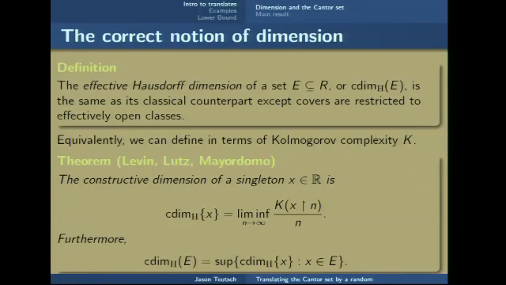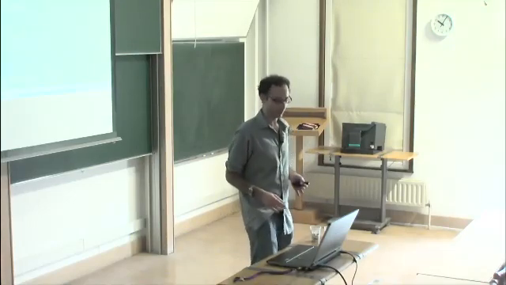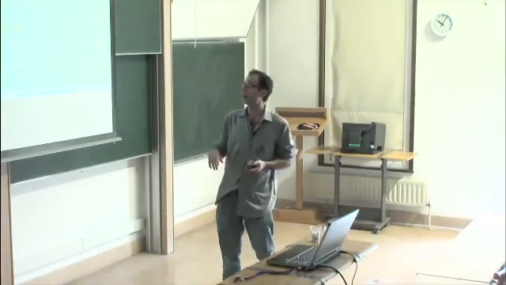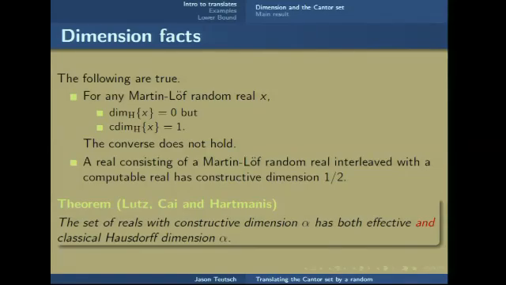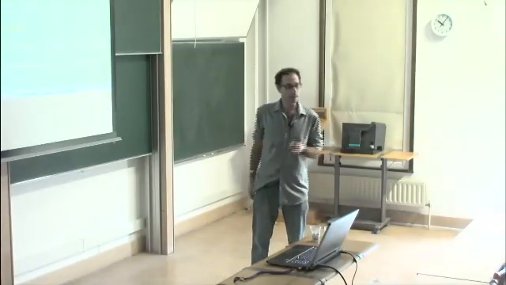And the other property is that if you take the supremum over all points in a given set of the constructive dimension of those points, then you get the constructive dimension of the whole set. So in particular, if you have a Martin-Löf random real, the classical Hausdorff dimension is 0, but the constructive Hausdorff dimension is 1. This follows immediately from the definition, but the opposite is not true, I'm sorry. You can have a singleton which has constructive Hausdorff dimension 1, but is not a Martin-Löf random real.